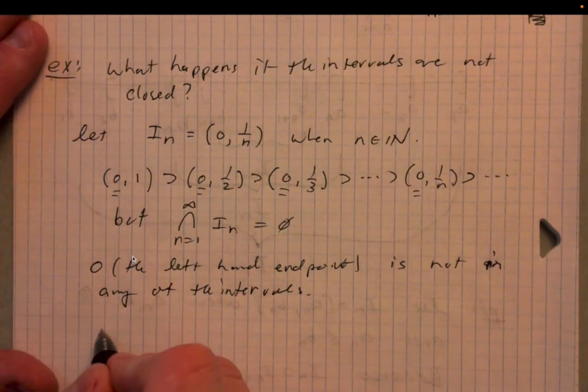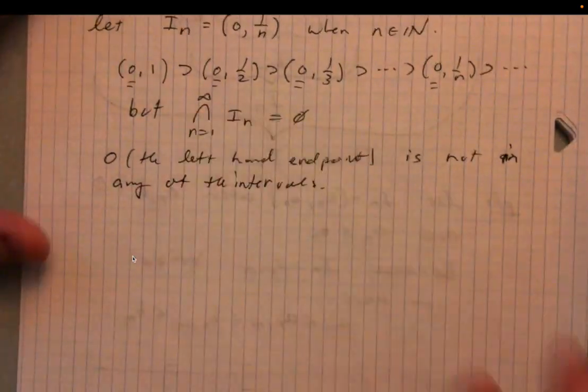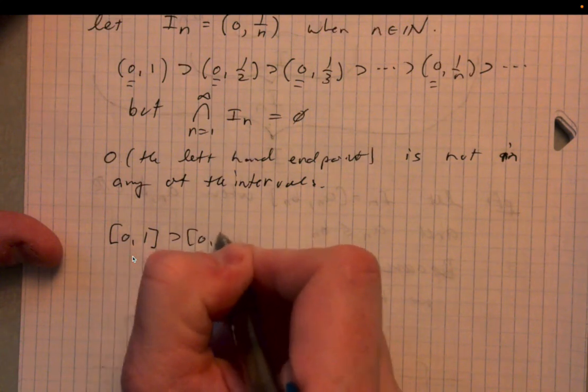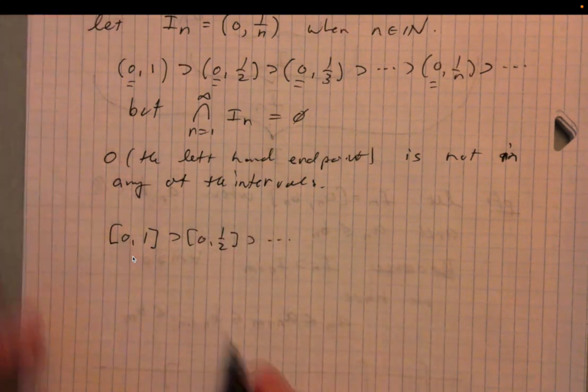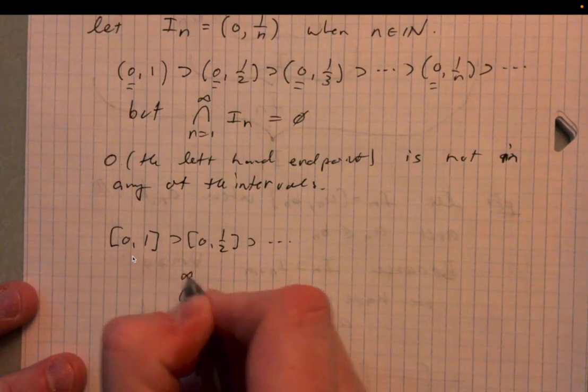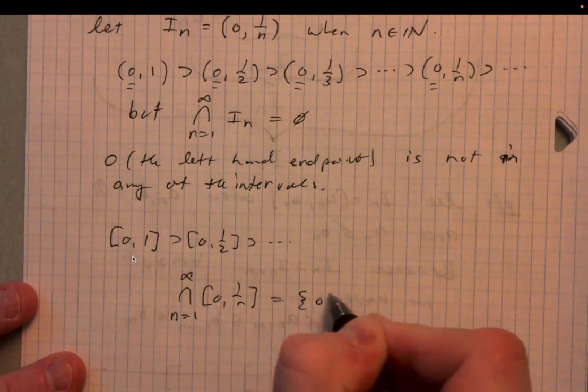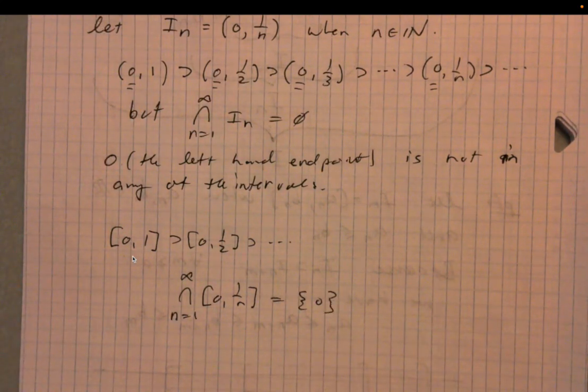But if you were to change this, right? If you were to change how the intervals are defined and you make them like this instead, then the intersection here is definitely going to be 0. Right? It's just going to contain that one point 0. And so the fact that the intervals are open matters for the nested intervals property. Okay, very good.